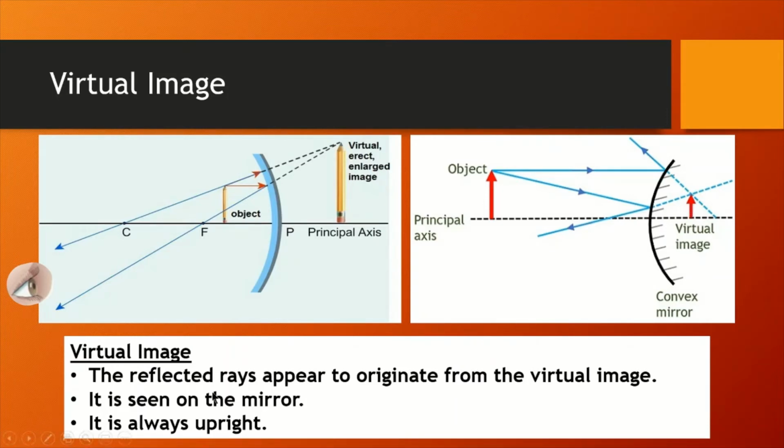Okay, so reflected rays appear to originate from the virtual image. And we see the virtual image on the mirror. Yeah, you see it on the mirror. And a virtual image is always upright. You will never get a virtual image which is inverted. A real image will always be inverted, whereas a virtual image will always be upright.